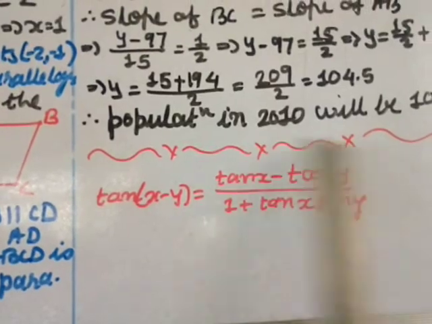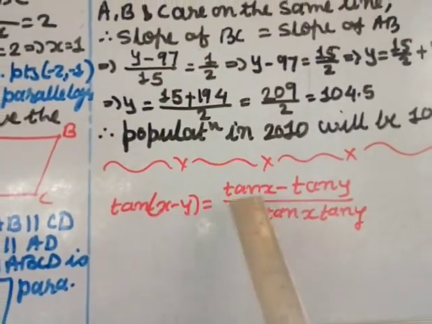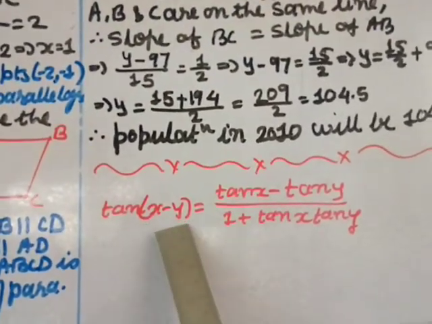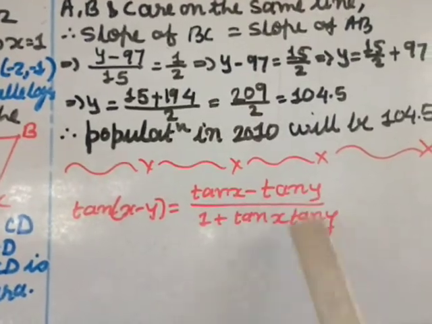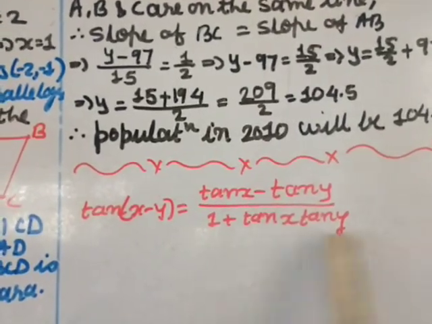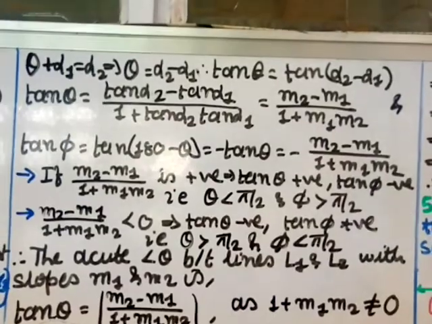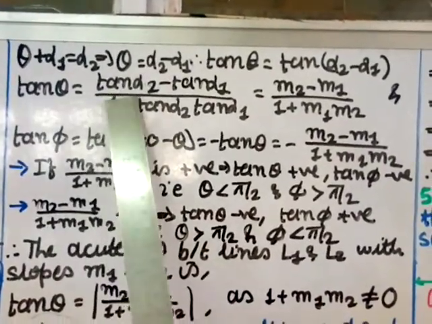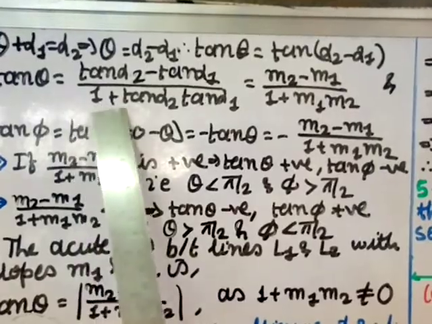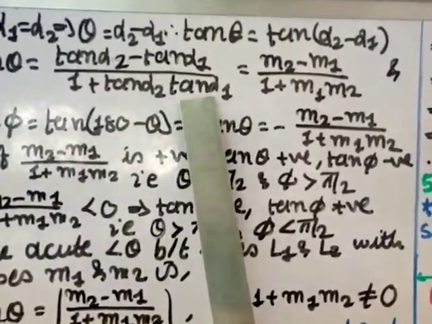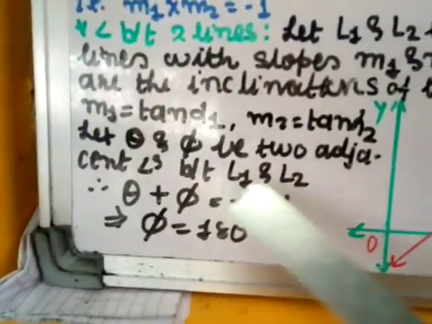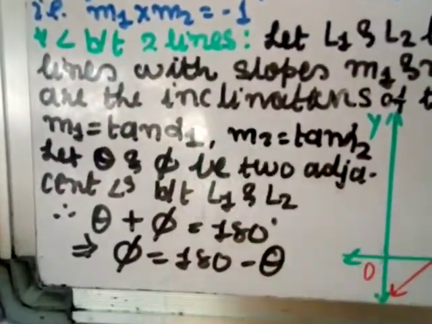Okay, so in this formula we use alpha 2 and alpha 1. Here a product is there, so you can write anything first and anything second. So tan theta equals tan alpha 2 minus tan alpha 1 divided by 1 plus tan alpha 2 tan alpha 1. But we have already taken tan alpha 1 as m1 and tan alpha 2 as m2, so put these values.